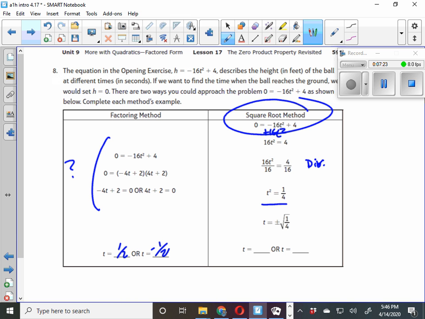Now I got to get t, so it's only t. In order to do that, you're going to take the square root of both sides. The square root of t squared is t. Now here's the problem: when you take square roots, you got to consider both plus and minus 1/4. Well, plus or minus the square root of 1 is 1, the square root of 4 is 2, or 1/2 and negative 1/2. That actually is easier if the middle term is missing.